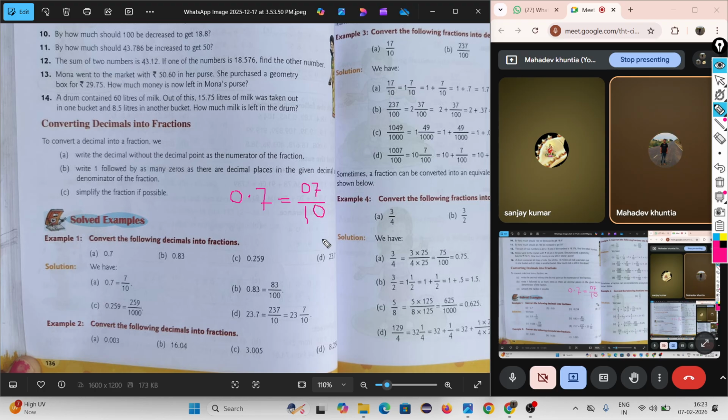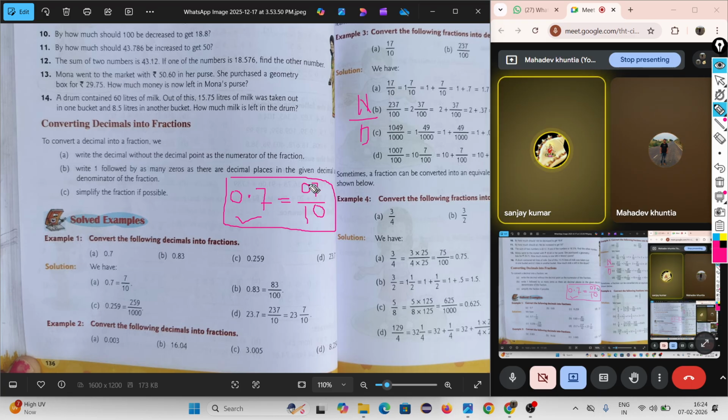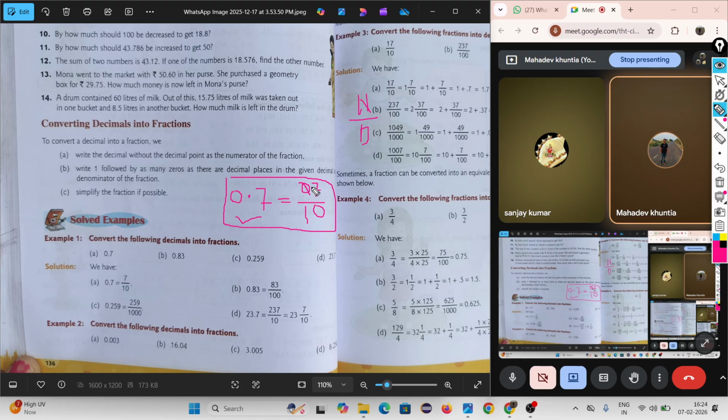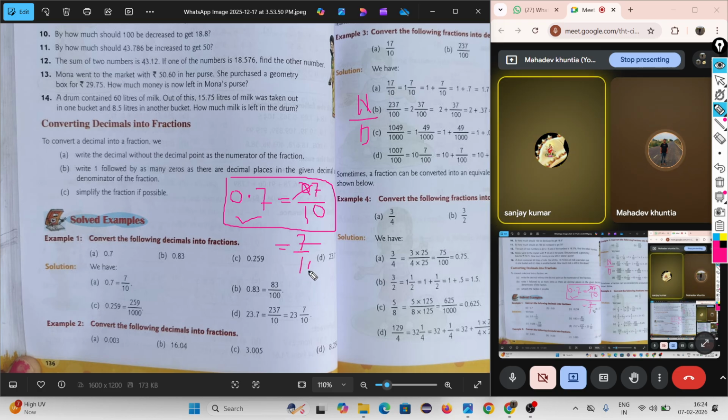Understand? Then step C says simplify the fraction if possible. If you don't have time, no need to simplify. Only remember how to convert decimal into fraction. Fraction means numerator upon denominator. Remove the decimal point from the given number, write the number in the numerator, and in the denominator put 1 and the number of 0s on the basis of how many decimal places there are. The 0 on the left side is nothing, so this becomes 7 upon 10. 0.7 I can write as 7 upon 10.